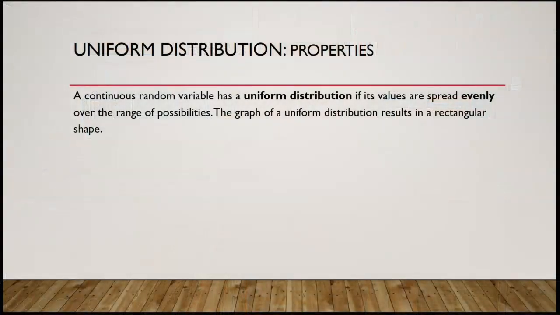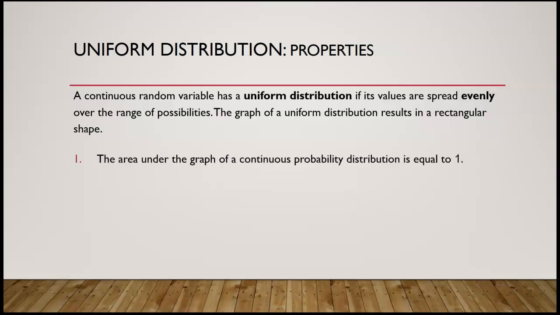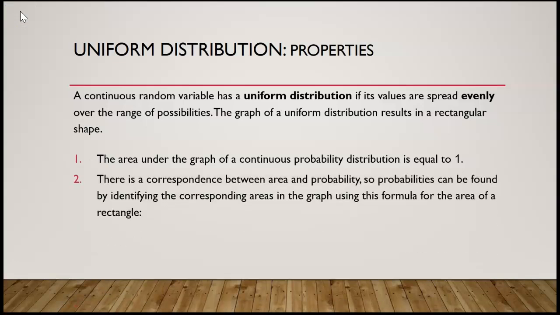A continuous random variable has a uniform distribution if its values are spread evenly over the range of possibilities. The graph of a uniform distribution results in a rectangular shape. The important property of a uniform distribution is that the area under the graph of a continuous probability distribution is equal to 1. There is a correspondence between area and probability, and the probabilities can be found by identifying the corresponding areas in the graph using the formula for area of a rectangle, height times width.